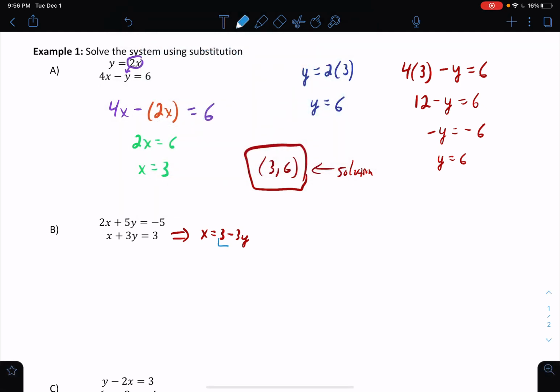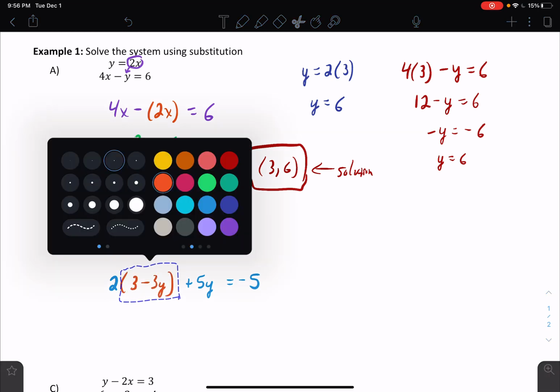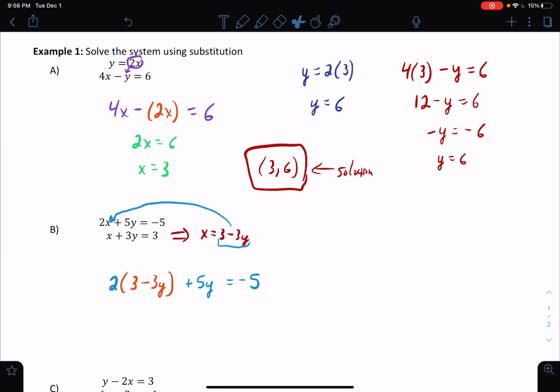So I can take this 3 minus 3y, and since it equals x, I can plug this in for x in my first equation. So I've got 2 times 3 minus 3y. Okay, because I'm taking 3 minus 3y and I'm substituting it in for x. Make sure you've got your parentheses around it because that whole thing is being multiplied by 2. And then the rest of the equation stays the same. Plus 5y equals negative 5. I'm going to highlight this part for you. Make it a different color so that way you see that that's what we substituted in.